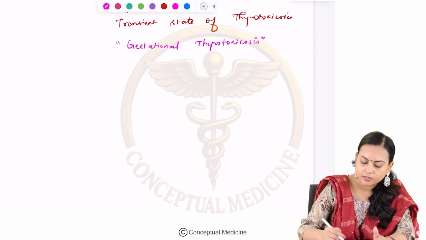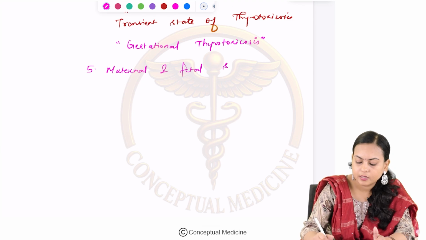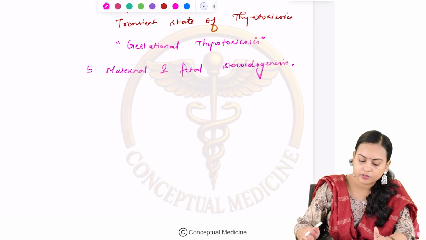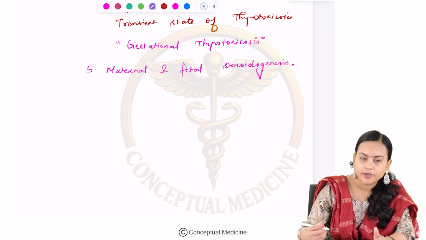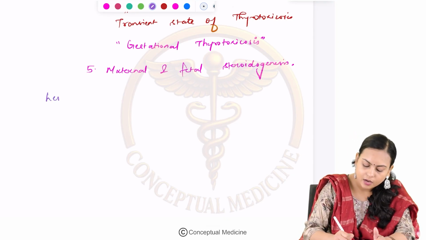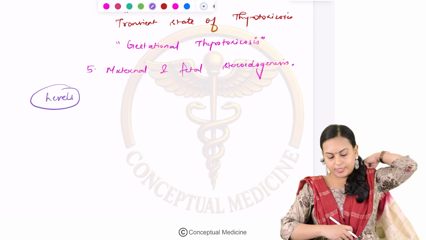Also, we have seen this is going to bring about the maternal and fetal steroidogenesis. Understood? So, these are the most important functions of the HCG hormone. Now, we will see how the levels of HCG hormone are there throughout the pregnancy.